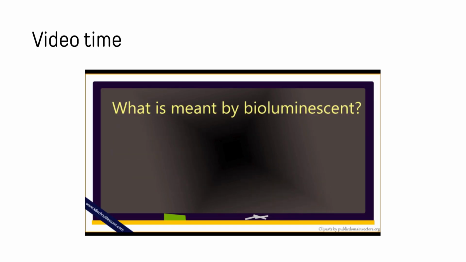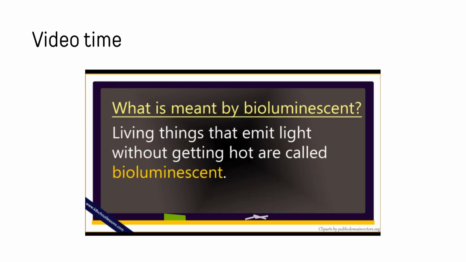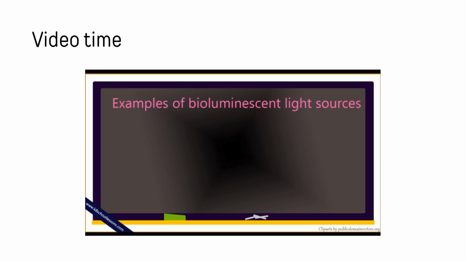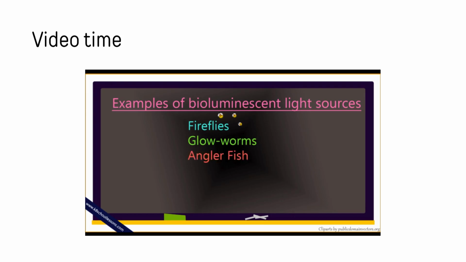What is meant by bioluminescent? Living things that emit light without getting hot are called bioluminescent. Examples of bioluminescent light sources: fireflies, glowworms, anglerfish, viperfish, black dragonfish, and jellyfish are some of the bioluminescent light sources.